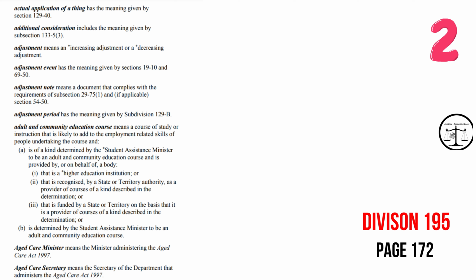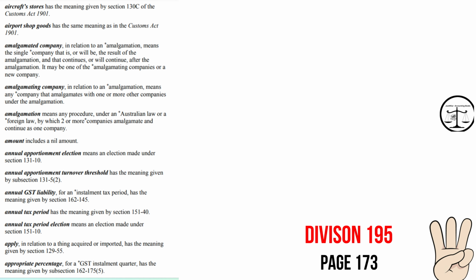Word number 9. Actual application of a thing. 10. Additional consideration. 11. Adjustment. 12. Adjustment event. 13. Adjustment note. 14. Adjustment period. 15. Adult and Community Education course. 16. Aged Care Minister. 17. Aged Care Secretary. Next page.